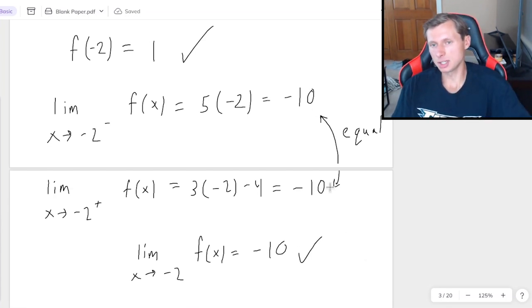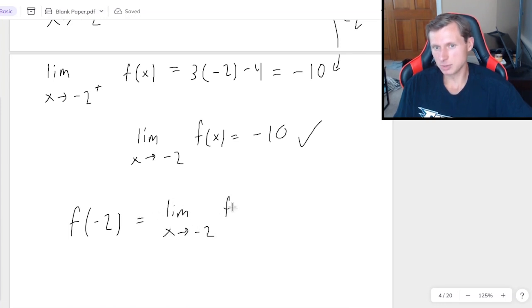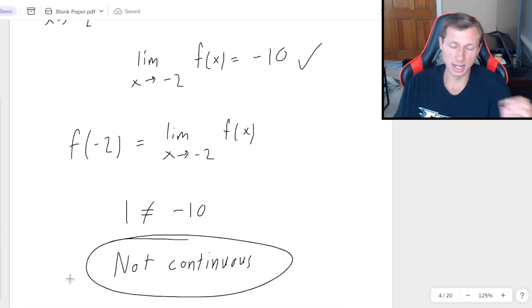If we failed the second check, or even the first check, the problem would be done. We would say not continuous and move on as soon as any of the 3 checks fail. But since we passed the first 2, I do move on to the third, which is to check that f of -2 equals the limit as x approaches -2. And as you can probably tell, this is not going to be equal. And so you would just say not continuous for that reason, and we're done.